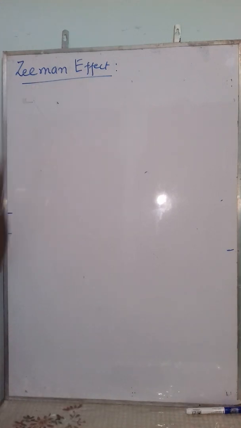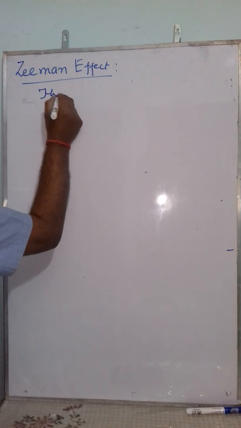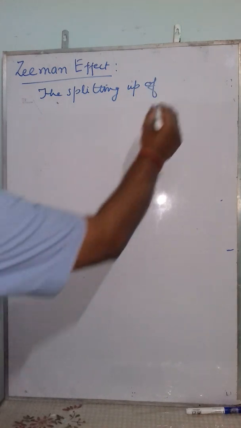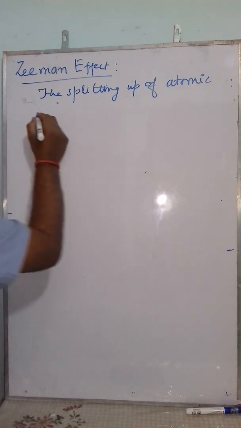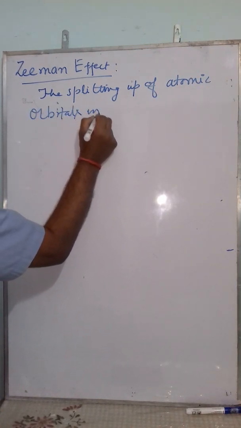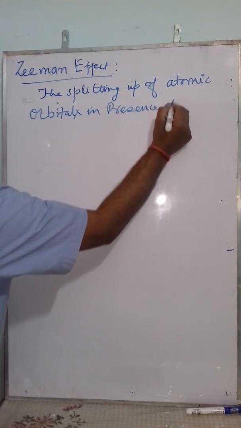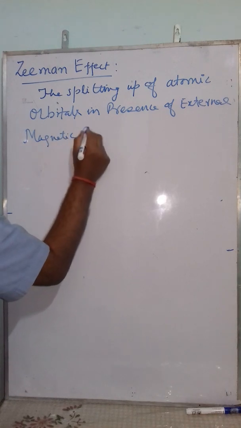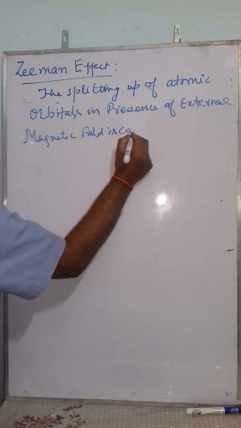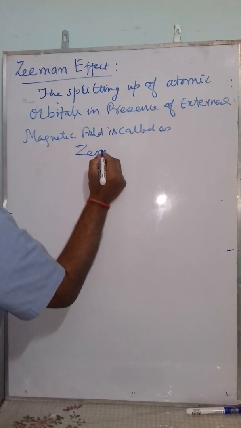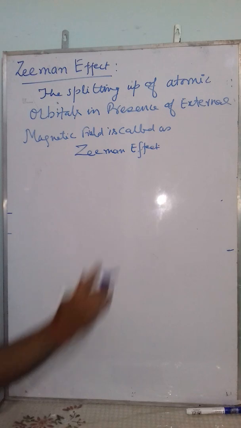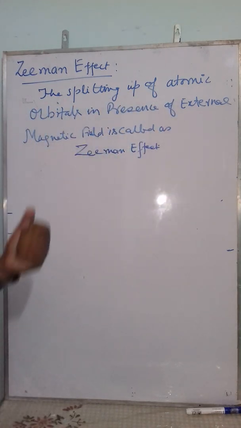So if I want to explain this Zeeman effect in a very simple definition, then the splitting up of atomic orbitals in the presence of an external magnetic field is called the Zeeman effect. So the splitting up of atomic orbitals in the presence of an external magnetic field is called the Zeeman effect.